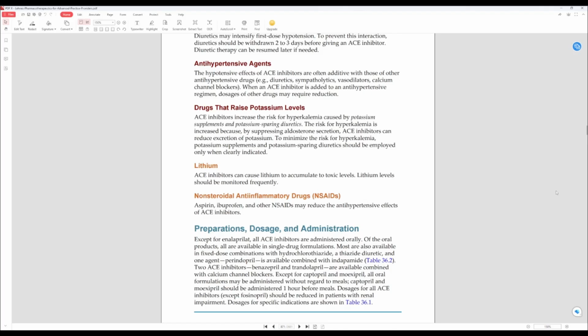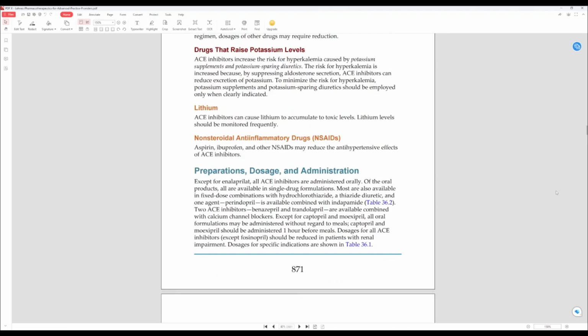Drugs that raise potassium levels. ACE inhibitors increase the risk for hyperkalemia caused by potassium supplements or a potassium-sparing diuretic. The risk for hyperkalemia is increased, again because we are suppressing aldosterone secretion. ACE inhibitors can reduce the excretion of potassium. To minimize the risk for hyperkalemia, your potassium supplements or your potassium-sparing diuretics should be employed only when clearly indicated.